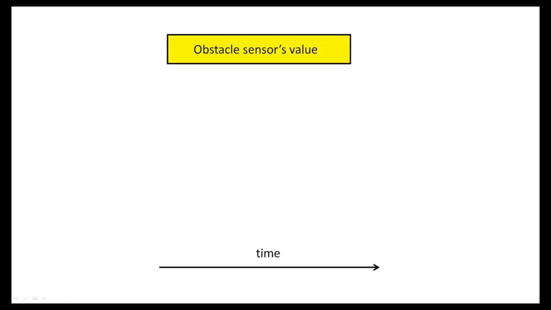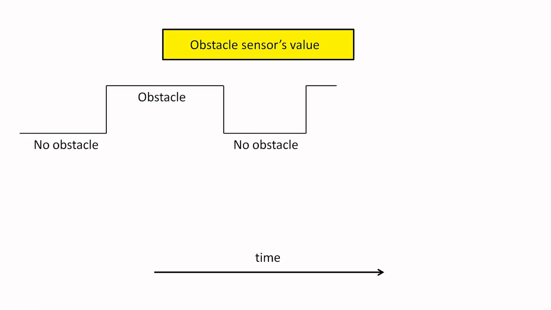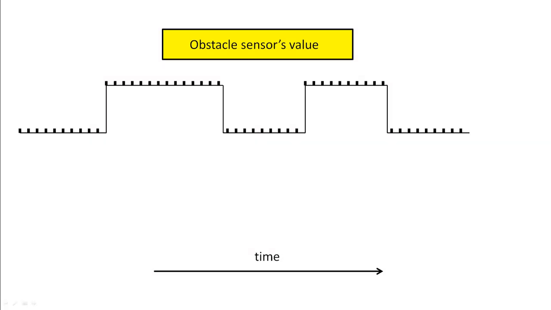Let us now return to OD and review what happened, focused on the value of the obstacle sensor. The sensor returns either false, which means no obstacle, or true, which means obstacle. Here you see the value of the sensor as time passes. However, recall that we do not know the value of the sensor at all times. Instead, we check the sensor very frequently. If we were to put a mark on each exact time point during which the sensor was checked, we would see something like this.